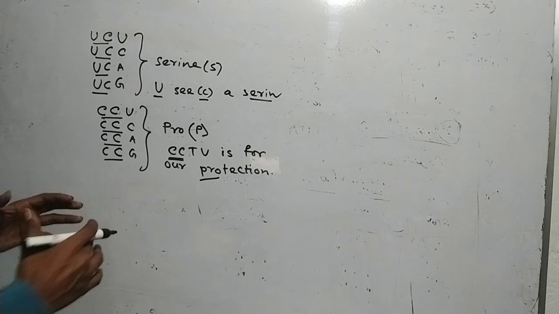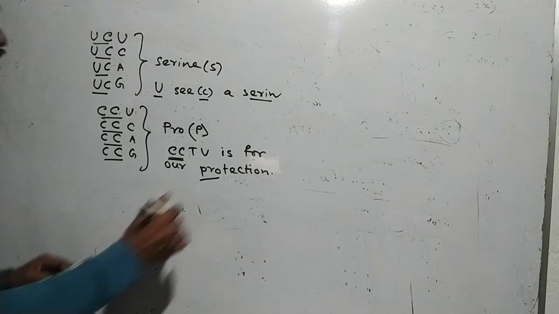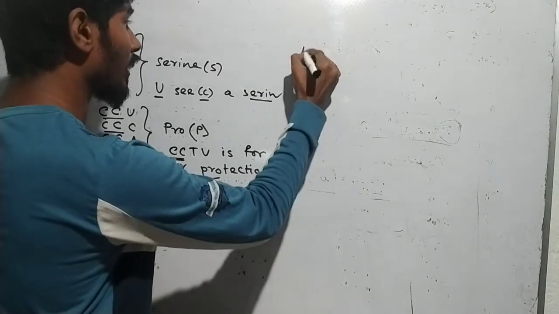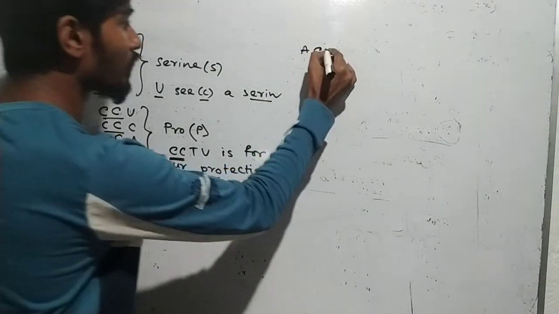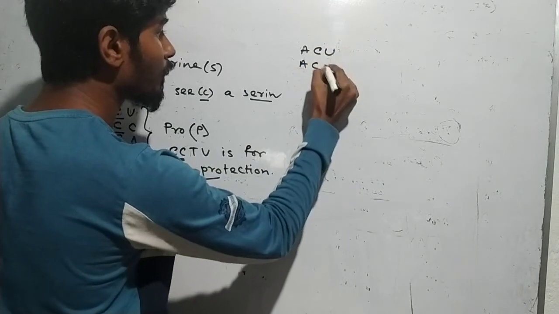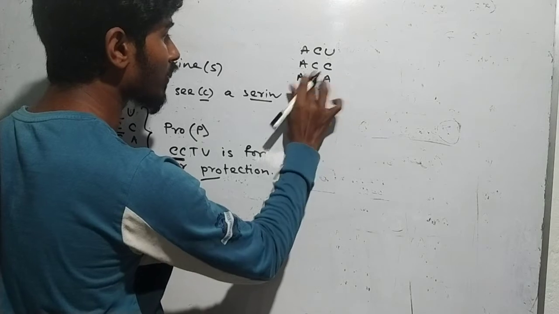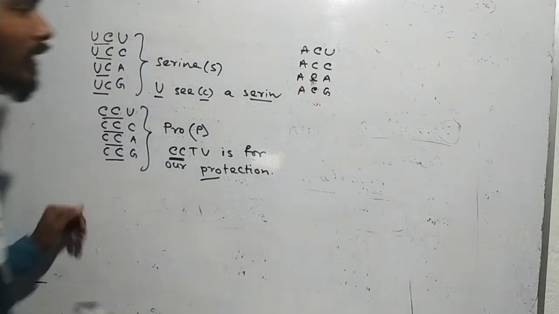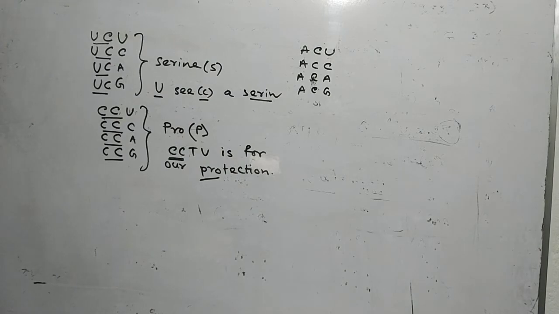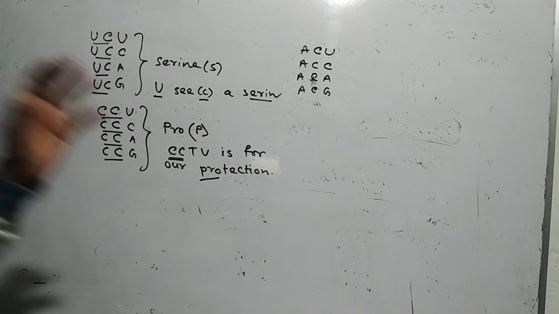Okay, now the next row just below this is going to be A. So A, and the second letter is always C. Then you have U, A, C, C, then A, C, A, and A, C, G. Okay. Now, how can you remember this, and how can you remember what amino acid is there?